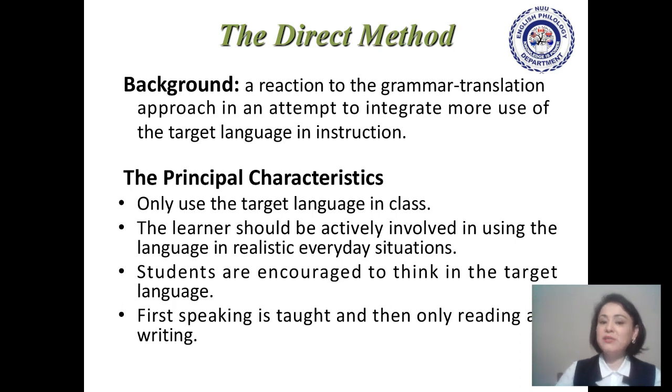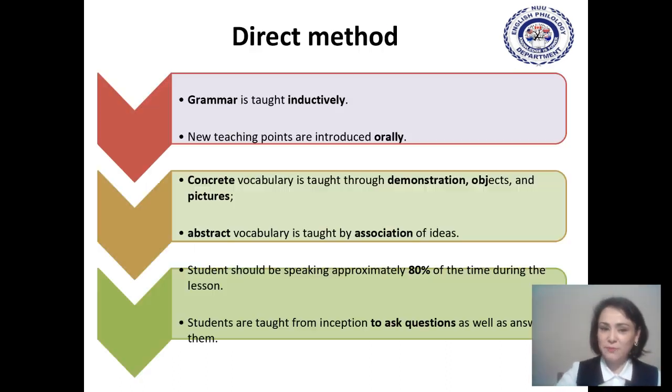Direct method's principal characteristics: only use of the target language in class. There is no native language. There is no Uzbek language. Learners should be actively involved with using the language in realistic everyday situations. Students are encouraged to think in the target language. As I mentioned before, first of all, you will speak, then you can read and write in this language.